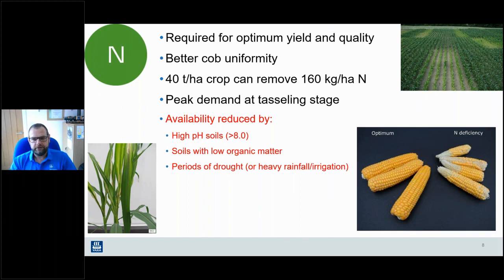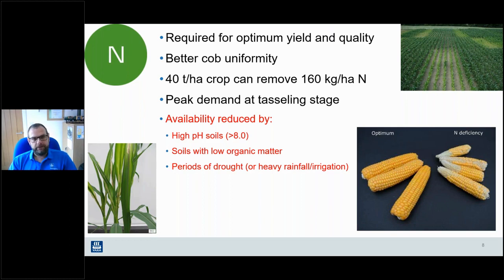Nitrogen deficiency, big problems. There is a massive demand from nitrogen for the crop. A 40-ton crop can remove up to 160 kilos of nitrogen from the soil. We're actually only allowed to put 150 kilos on if you're in an NVZ in England. So you need to actually optimize nitrogen use efficiency as much as we can.